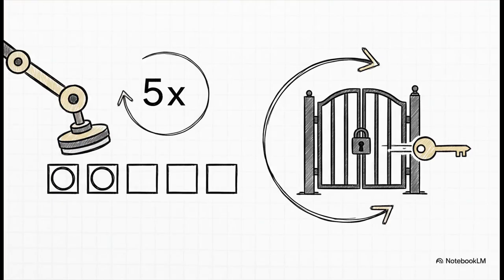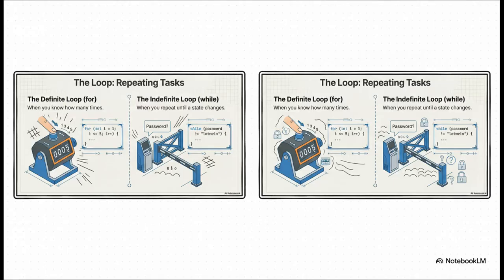And there are really two main situations where you need to repeat something. The first is when you know exactly how many times you need to do a task, like, say, count from 1 to 10. The second scenario is when you need to keep doing something until a certain condition changes, like maybe waiting for a user to finally enter the correct password. So let's check out the blueprints for these two ideas.